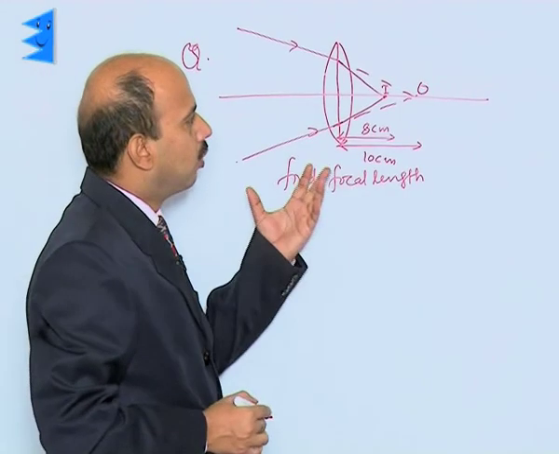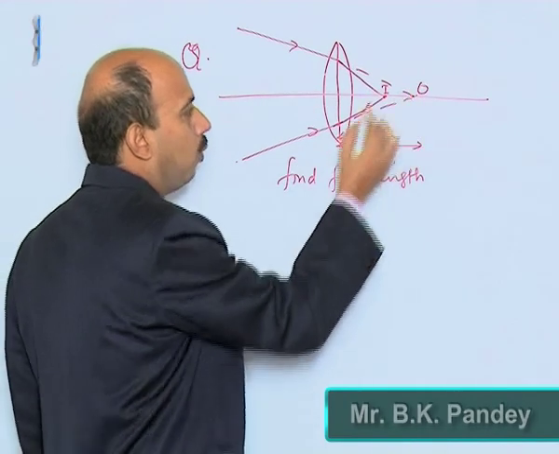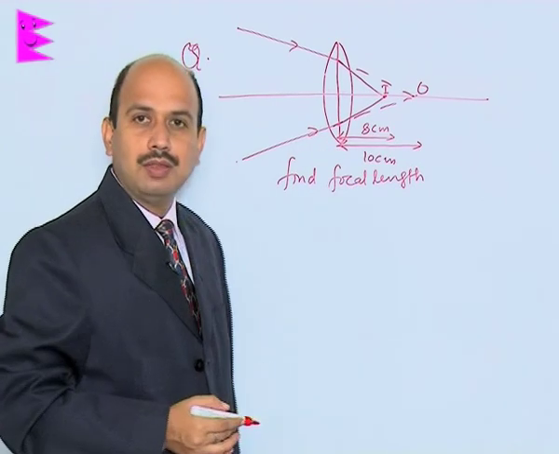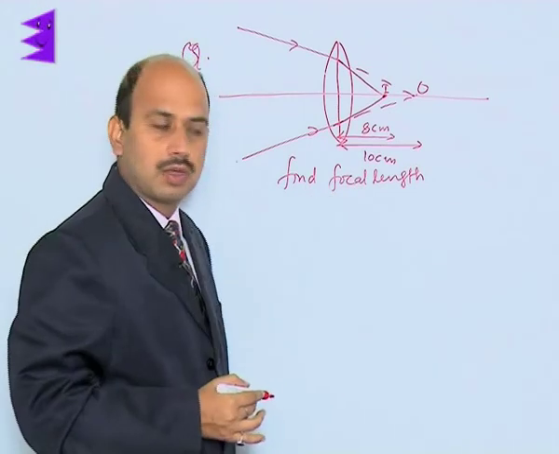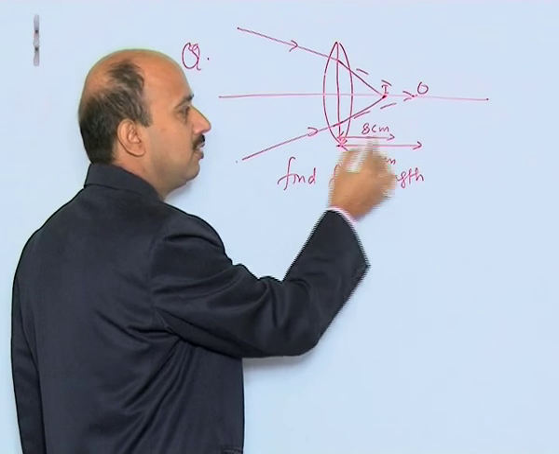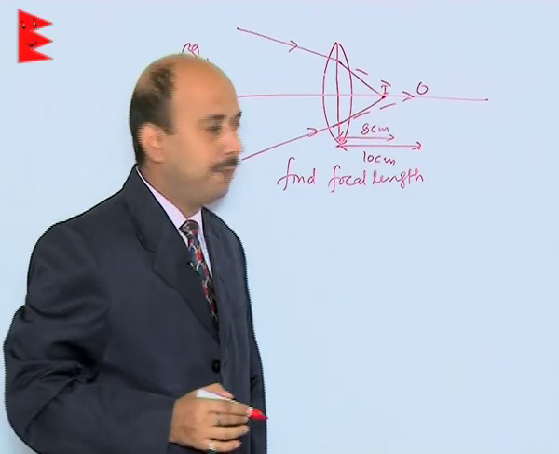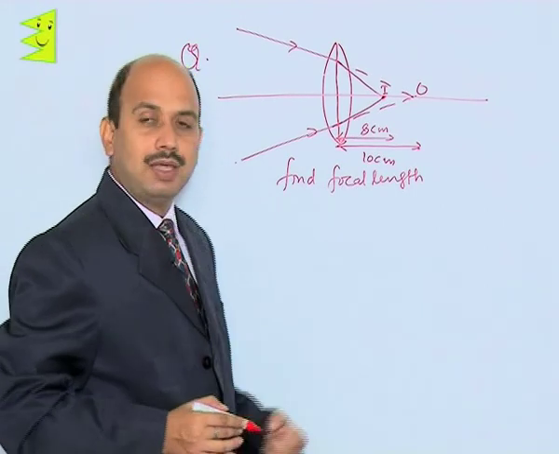Now say there is a convex lens. Initially the rays were converging at point O without the lens. When you place this lens of certain focal length, the rays get converged at the point I. So when this lens is placed here, the distance of this point O is 10 centimeter and the distance of this I, or the image, is 8 centimeter. Now you have to find out the focal length of the lens.